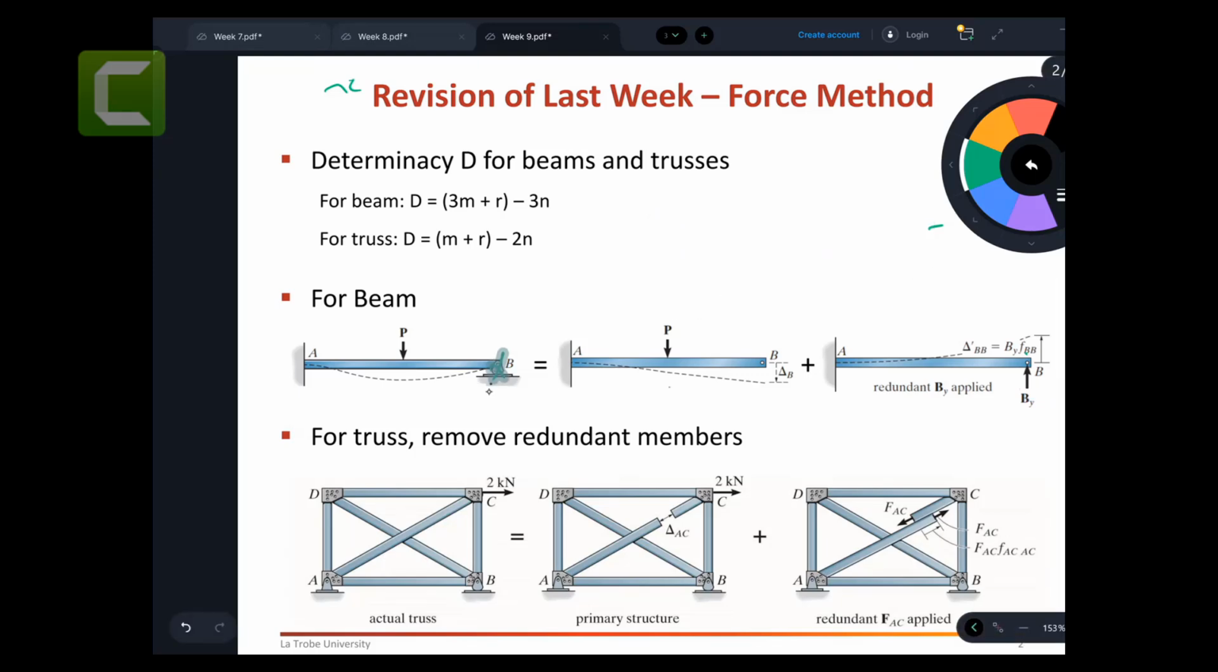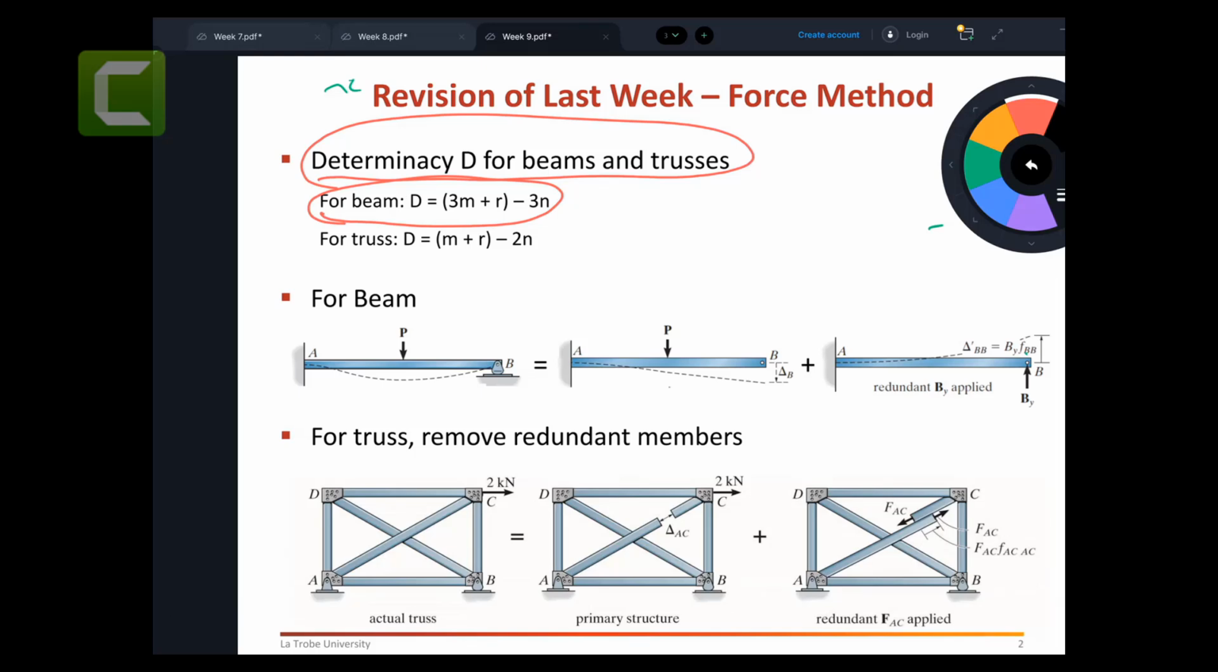Now the static degree of indeterminacy here, you can see, is the static degree of indeterminacy of the beam and truss. For the beam, you have 3m plus r minus 3n, where m stands for the members, how many members you got, r how many reaction forces you got, and n is standing for how many joints you got. And for truss, a very similar equation, which equals m plus r minus 2n. M stands for the members, how many members you got in the truss, r is the reaction force, how many reaction forces you got, and how many joints you have, that is the n.